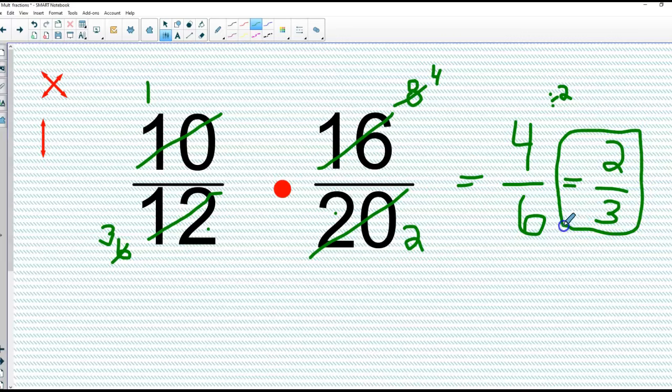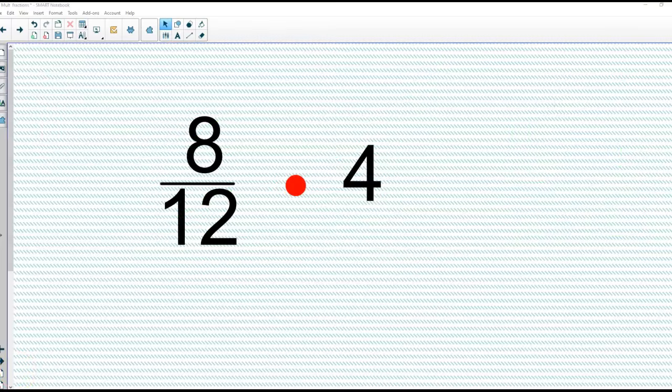So it's okay if during your reducing within the problem, you miss something. That's perfectly fine, and it's going to happen. Just double check your answer at the end and make sure that you've reduced it. Okay, I have one more problem I want to show you.